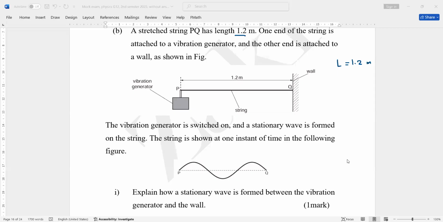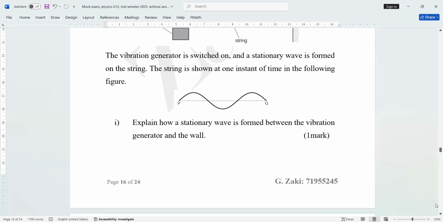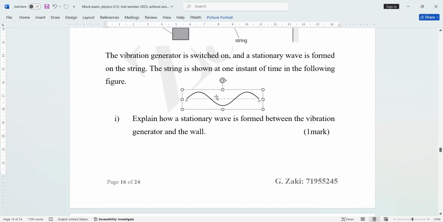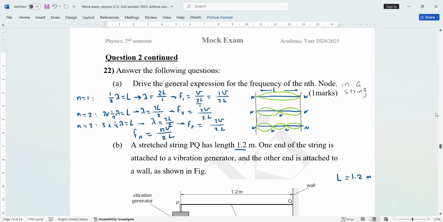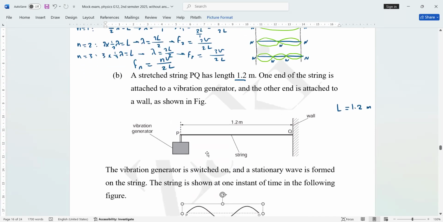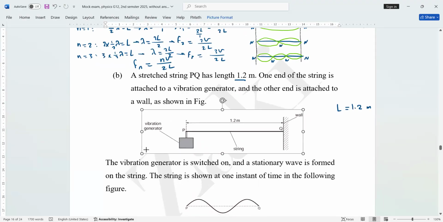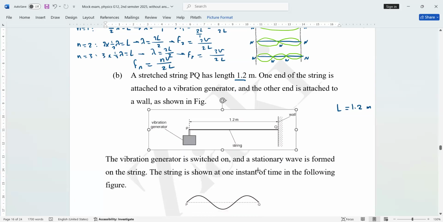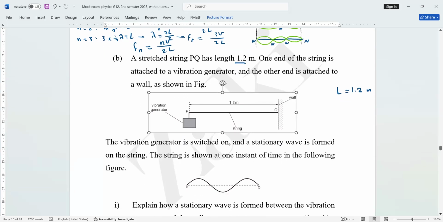Explain how a stationary wave is formed between vibration generator and the wave. Yeah, we can say that, but I move it up because we have another question down. So I need to put all the questions on the same page. Okay, I hope it will be running.